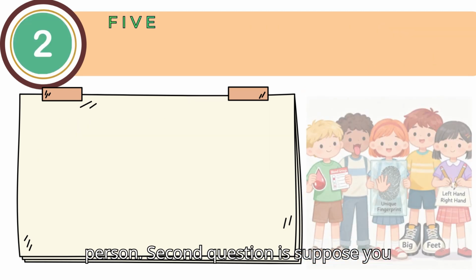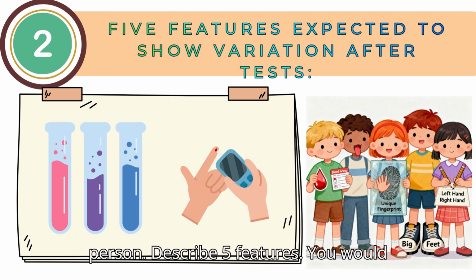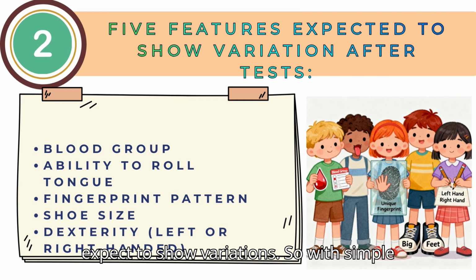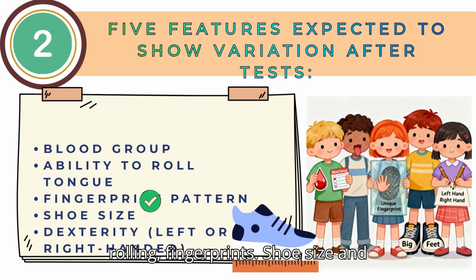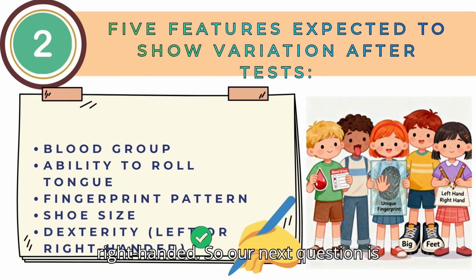Second question is, suppose you could carry out some test on each person, describe 5 features you would expect to show variations. So with simple tests you would find even more differences, like blood group, tongue rolling, fingerprints, shoe size, and whether you are left-handed or right-handed.